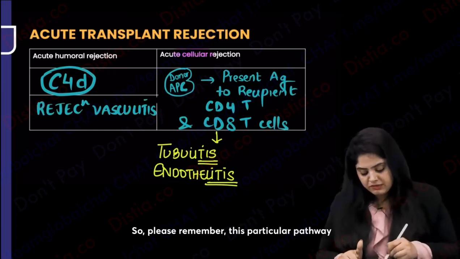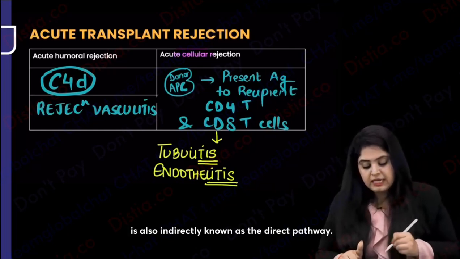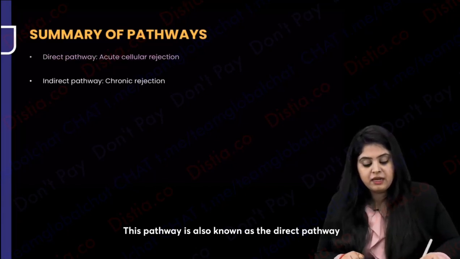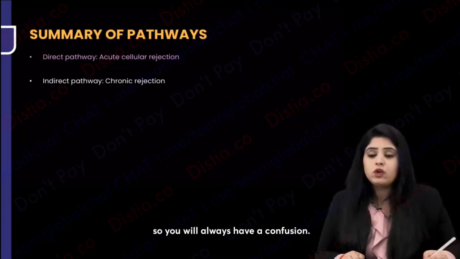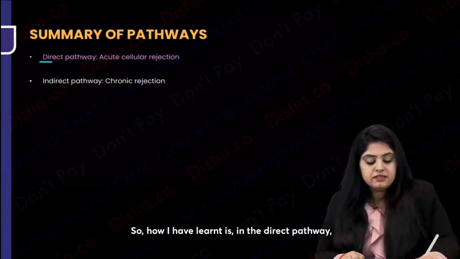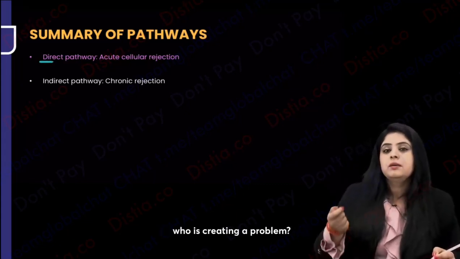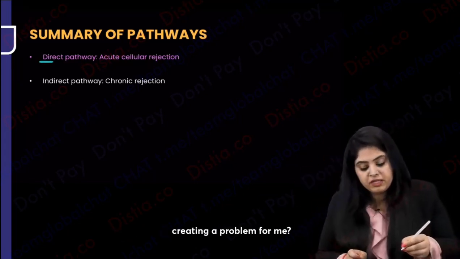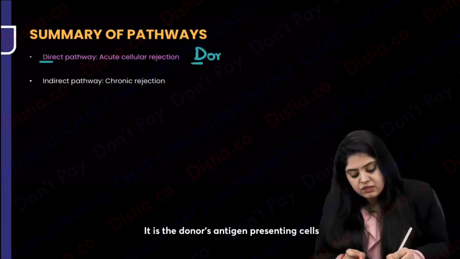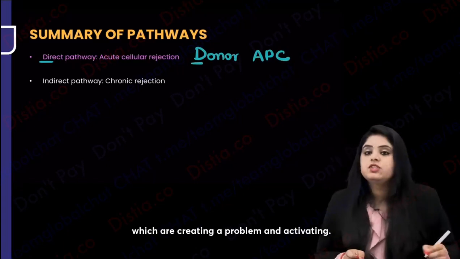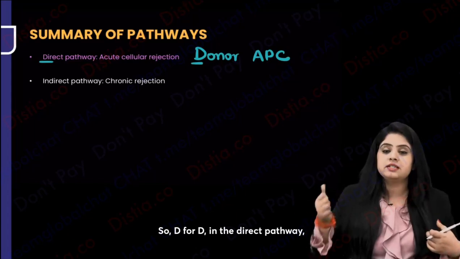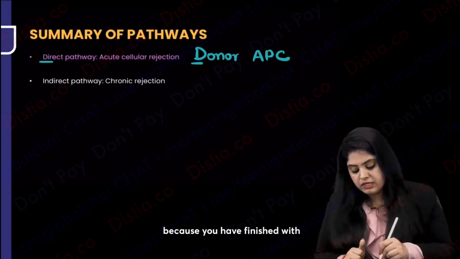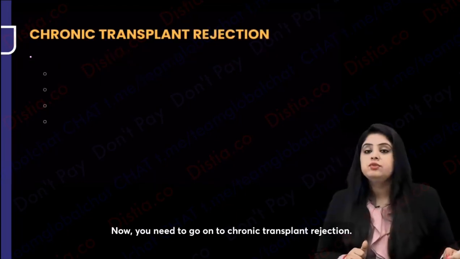So please remember, this particular pathway is known as the direct pathway, because I'm going to tell you one more, the indirect. So you will always have a confusion. How I have learned is, in the direct pathway, who is creating a problem? My own antigen presenting cells, or the donor's antigen presenting cells? So direct means D. It is the donor's antigen presenting cells which are creating a problem and activating. So D for D. In the direct pathway, the donor's antigen presenting cells create a problem, because you have finished with acute transplant rejection.